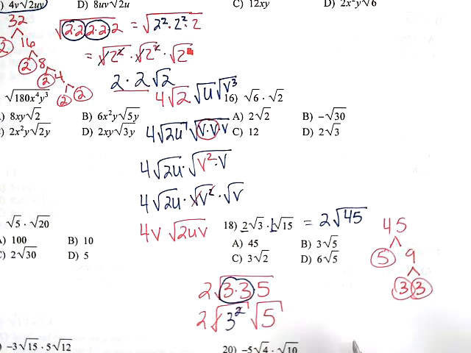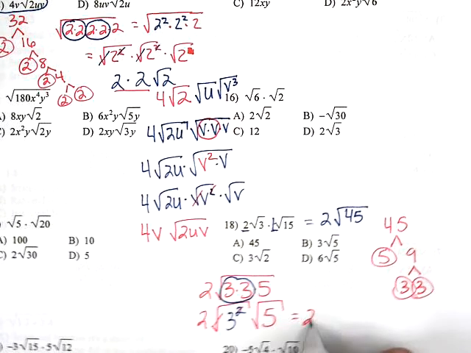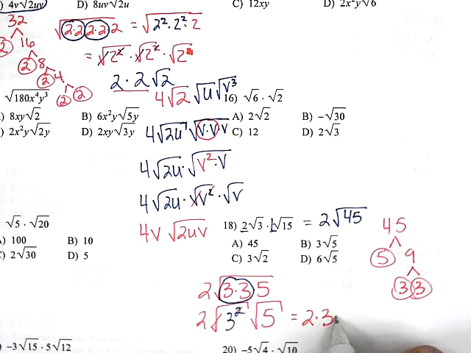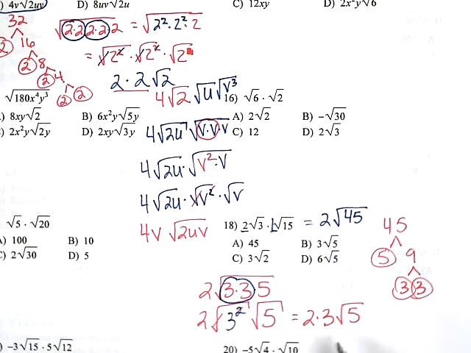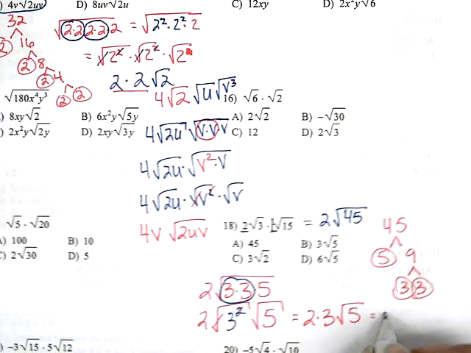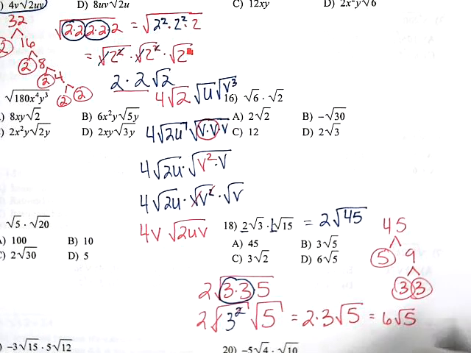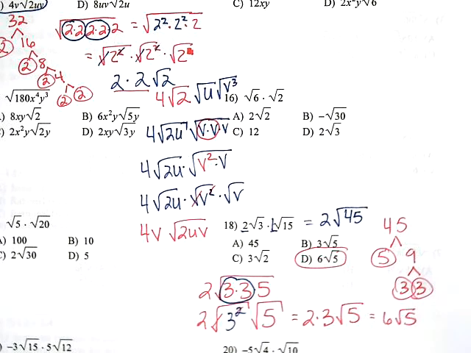And then those cancel. So now I have a 2 on the outside, a 3 on the outside, and a 5 on the inside. I can do 2 times 3 to get 6, so this answer is 6 root 5. That is answer choice D right there. All right, that is it for section 9.3.